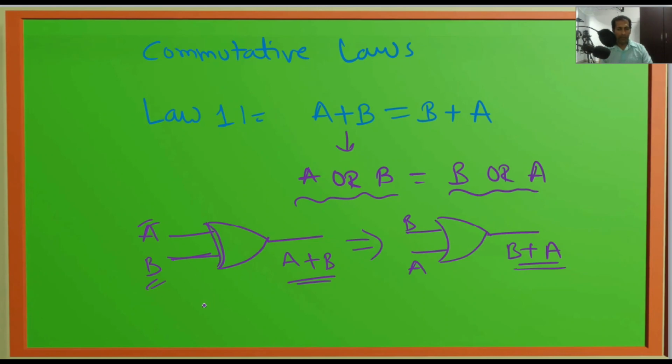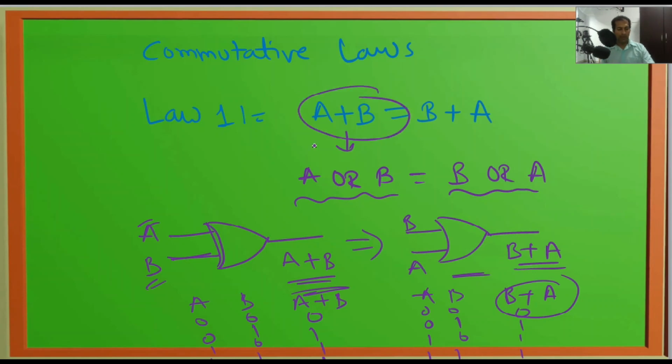If we want to write it in the form of a truth table, A, B, A plus B: 0 0 gives 0, 0 1 gives 1, 1 0 gives 1, 1 1 gives 1. B plus A will also give the same answer. The inputs are 0 0, 0 1, 1 0, 1 1. B plus A doesn't make any difference. We get the same answer: 0, 1, 1, 1. So this is the commutative law for the OR gate or addition.